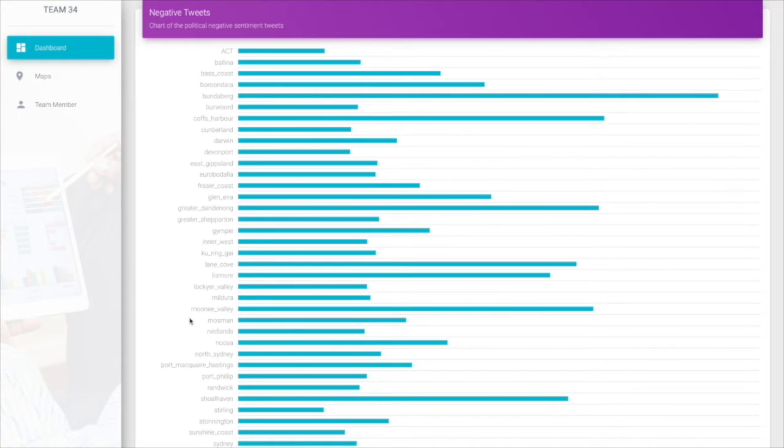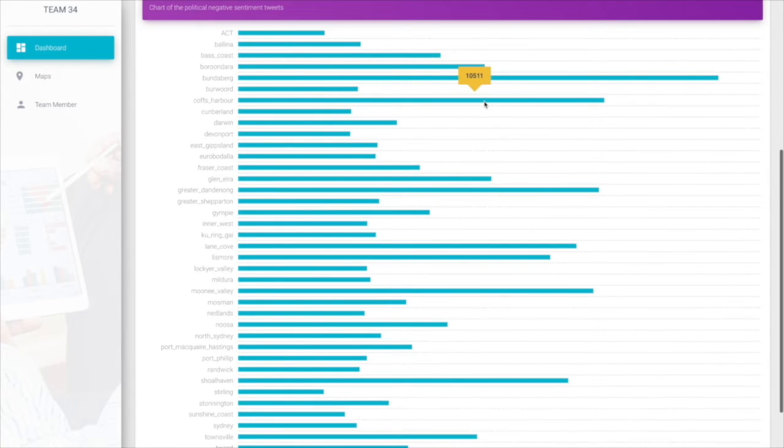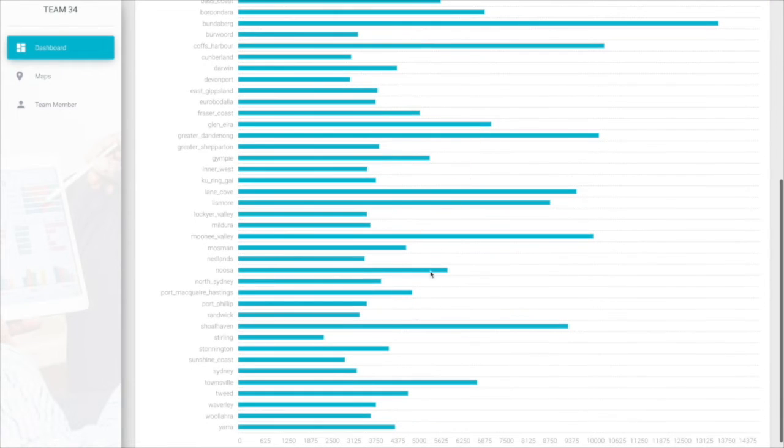I wouldn't want to be a politician here in Bundaberg. They're really feeling the heat. Perhaps you'd rather be a politician in Stirling. They seem to have an easy job, with most people being either neutral or positive about politics.